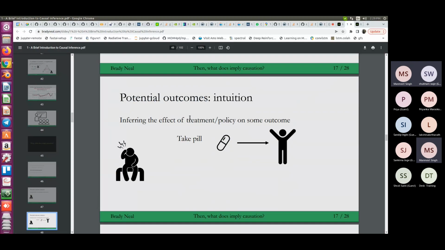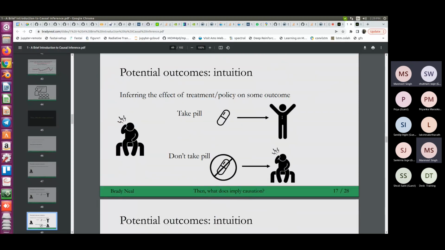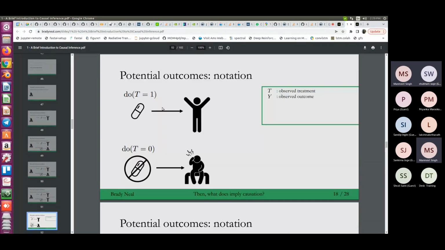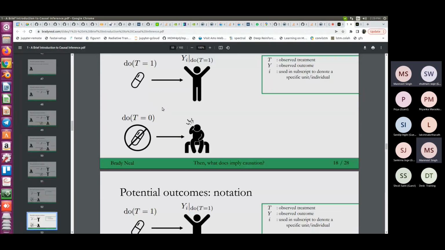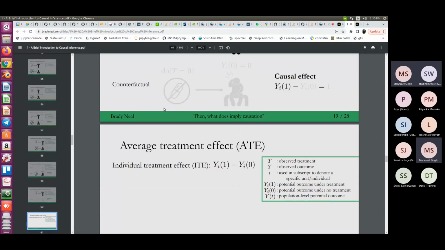But think about it, how can you measure that? If you have given medicine to a person, and we are asking a question like, what would have happened if I wouldn't have given the medicine to this person? That's difficult, right? So that's the counterfactual. So potential outcome is inferring the effect of treatment or policy on some outcome. And okay, these are all introduction, motivation to causality. We'll skip these through.